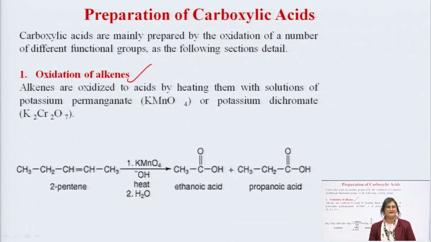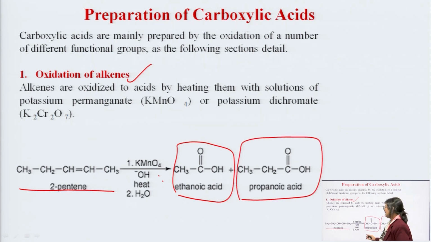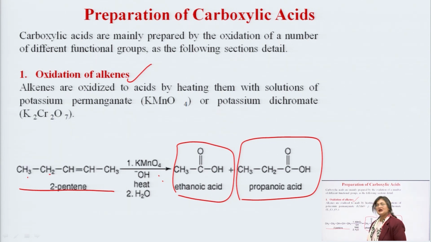So, an alkene, for example, 2-pentene, in the presence of potassium permanganate when heated leads to formation of ethanoic acid and propanoic acid. So, a mixture of two acids is formed according to the number of alkyl groups.